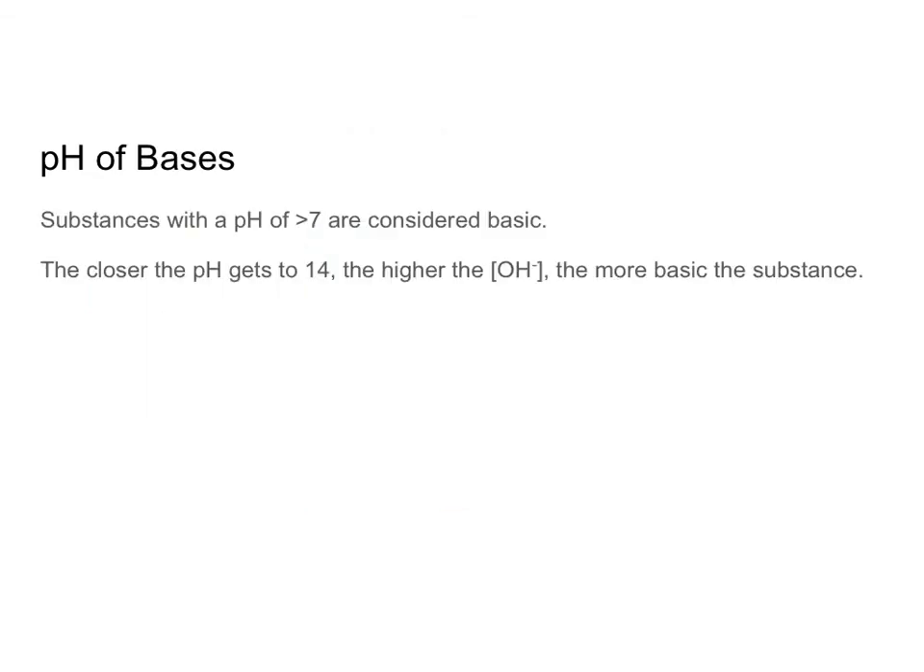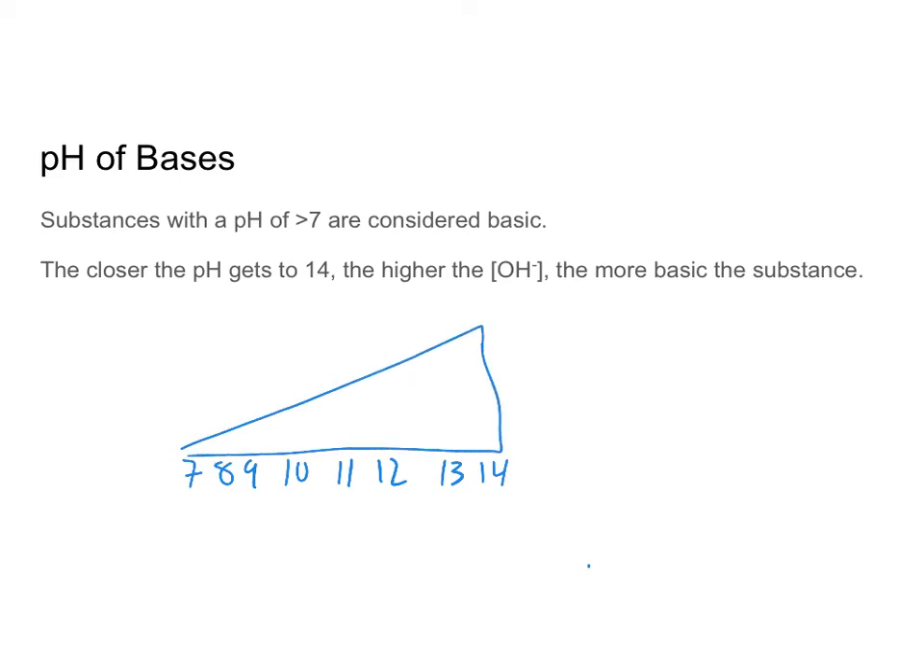Now, bases are substances with a pH that is bigger than 7, and the closer the pH gets to 14, the greater the OH minus concentration of the base is in solution. So to continue the diagram from before, 7, 8, 9, 10, 12, 13, 14, you would see something like this. This would be your OH minus concentration, and then this would be your H3O plus concentration.